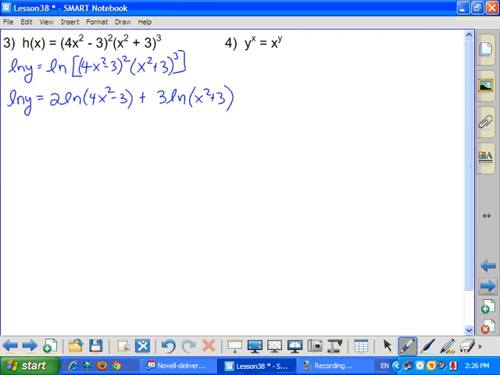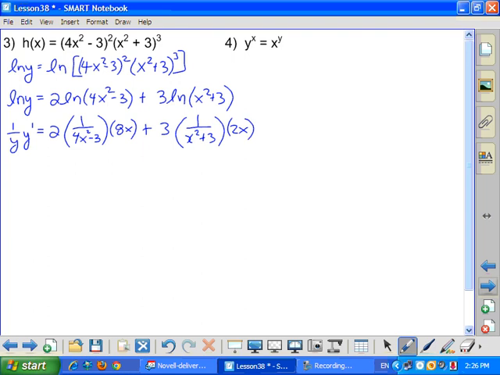Now I'm just going to take the derivative. 1 over y times y prime is equal to 1 over the argument multiplied by the derivative of the argument, plus 1 over the argument multiplied by the derivative of the argument.